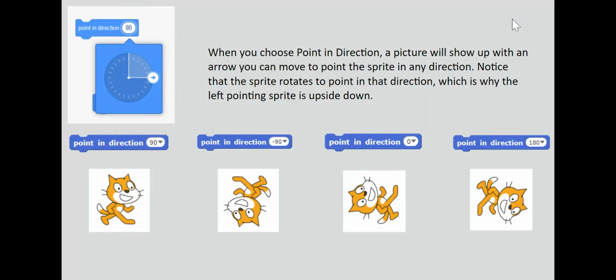So if you take a look, you have a block that says point in direction. When you click on that block, you will get this little circle, and you'll actually be able to just choose which direction the arrow points in. So for example, this arrow is pointing in the direction 90. There's also the direction negative 90, but notice what happens when your sprite points in that direction. You can also point in direction 0, which is straight up, and you can point in direction 180, which is straight down. Notice that the sprite actually rotates or turns on its axis when you point it in different directions.